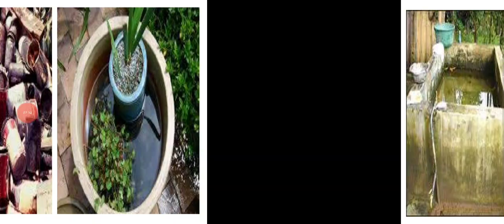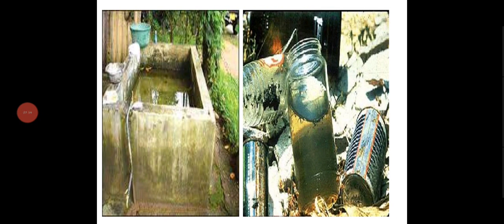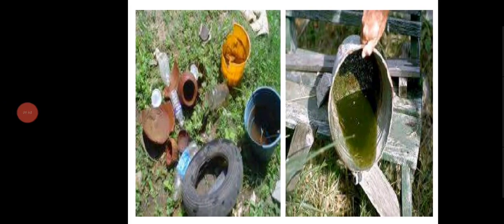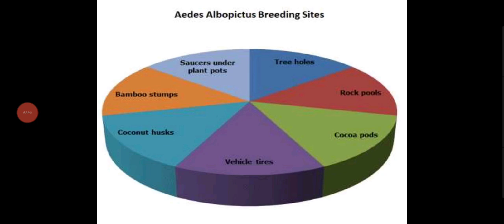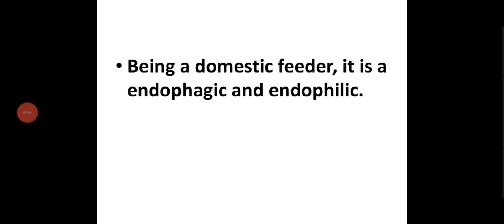In this type of container, it will be growing, so you should not store this type of water. Whenever you see this, you should destroy it. Wherever this Aedes breeds: tree holes, rock pools, cocoa pods, vehicle tires, coconut husks, bamboo stumps, and saucers under the plant pots. Being a domestic feeder, it is endophagic and endophilic.